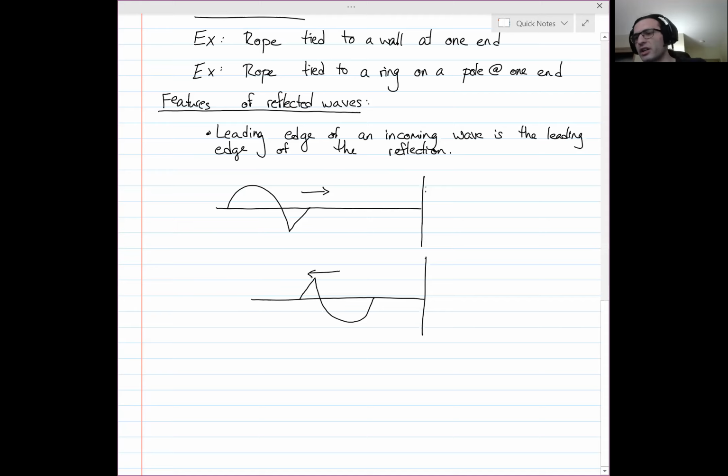That's just like causality, right? That's just how things work. Things happen in a particular order. If one part of the wave hits the wall first, it should be reflected first. So the important part is that it's not reflected just backwards going this way. The actual waveform of the wave itself flips direction, end over end.